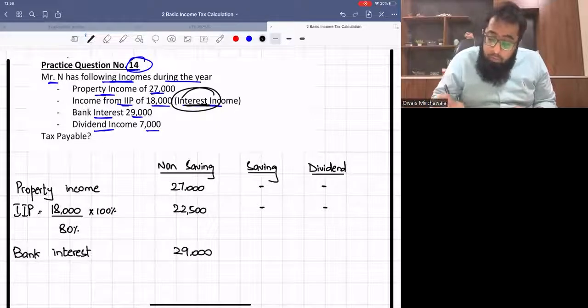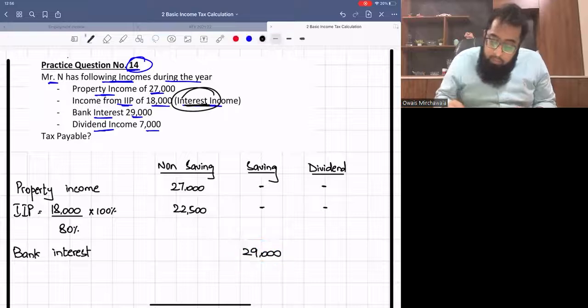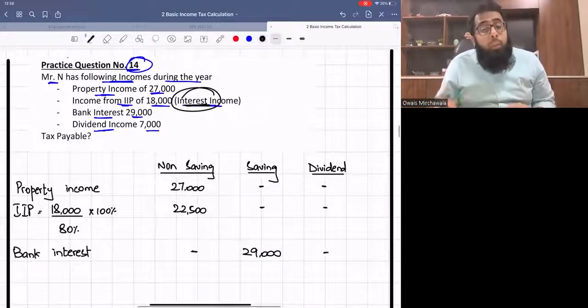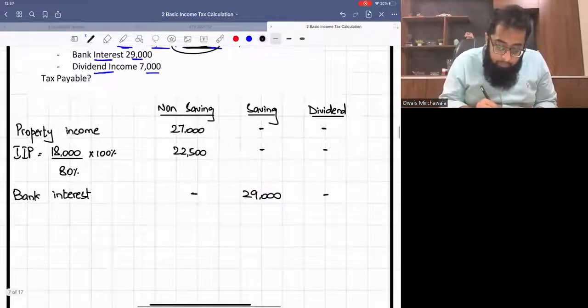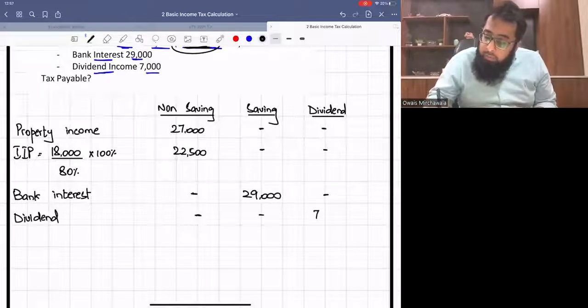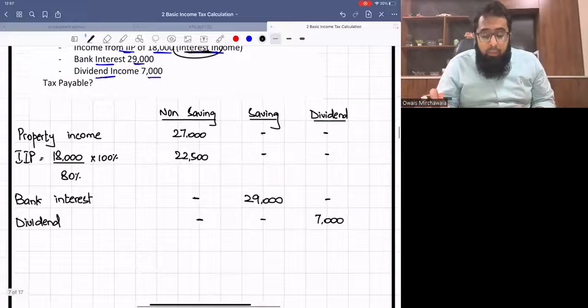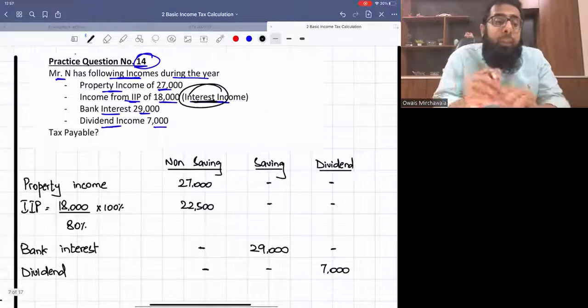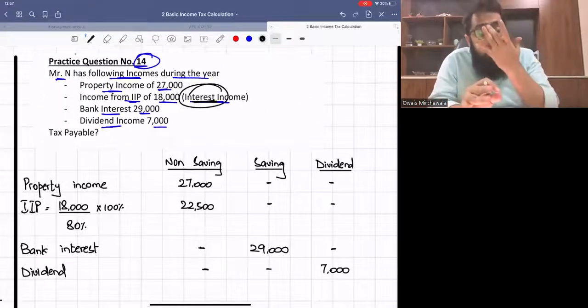Goes in non-saving, sorry. Bank interest is 29,000. Goes in saving. And then we have dividend income. So dividend goes in head of dividend. I will repeat it again. First step is to classify the incomes correct.